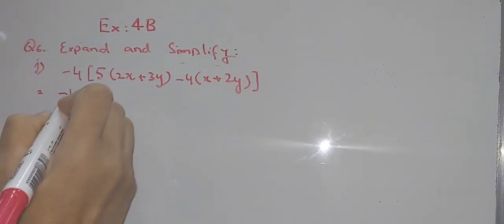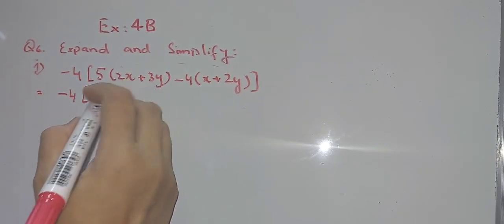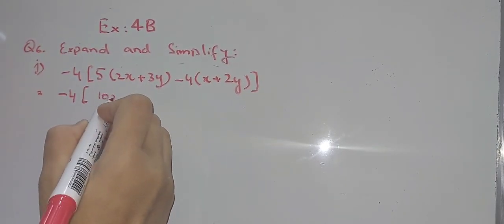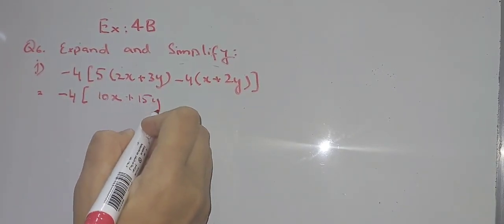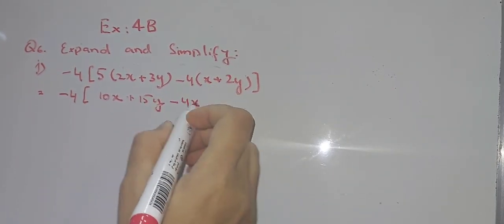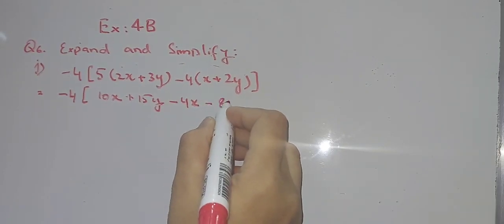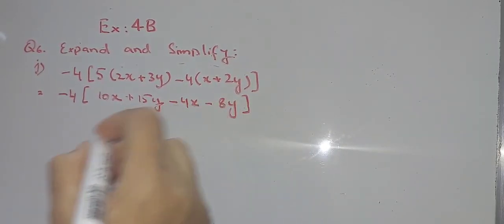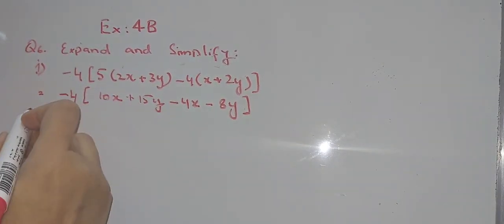Minus 4 will come as it is. First of all, you have to multiply this 5 with 2x. It will become 10x, and then 5 with 3y, it will become 15y. Then multiply minus 4 with x, it will become minus 4x, and then minus 4 with plus 2y, it will become minus 8y. Now the small brackets we have opened. Now we have to solve the bigger one.